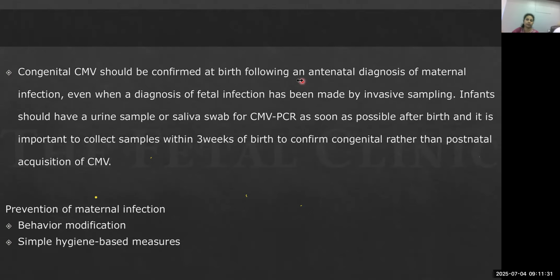Can a CMV fetus escape prenatal detection? Yeah, possible.